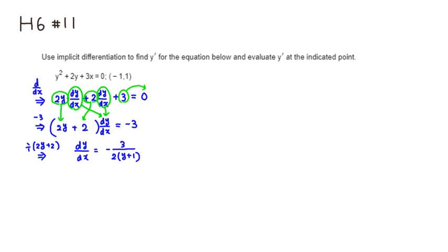Next step is we can simply evaluate this y prime at (-1, 1). So we want to evaluate y prime, or dy over dx, at x equals -1 and y equals 1. So we have a -3 in the numerator, then a 2, and y is 1, so plugging 1 in, and then you have plus 1. So this is going to be -3 over 2 times 2, which is 4.